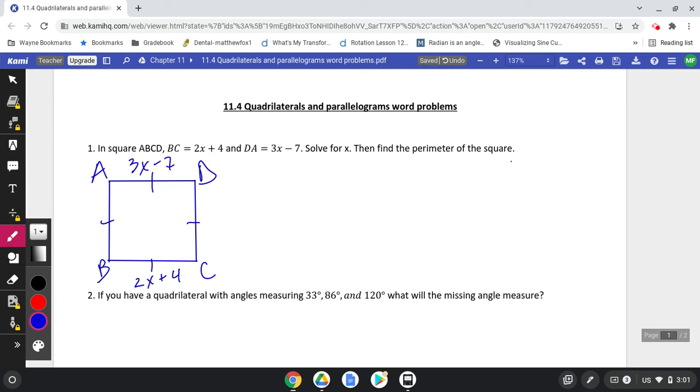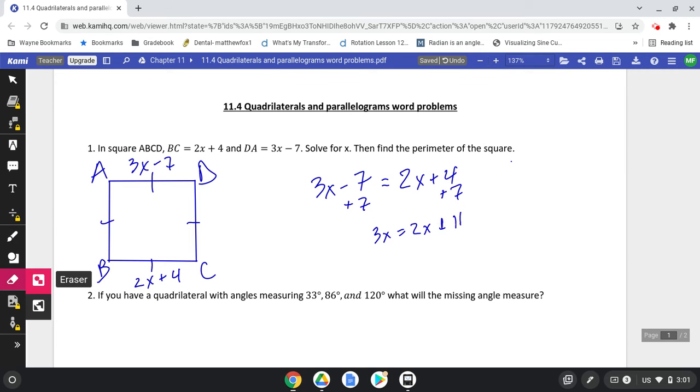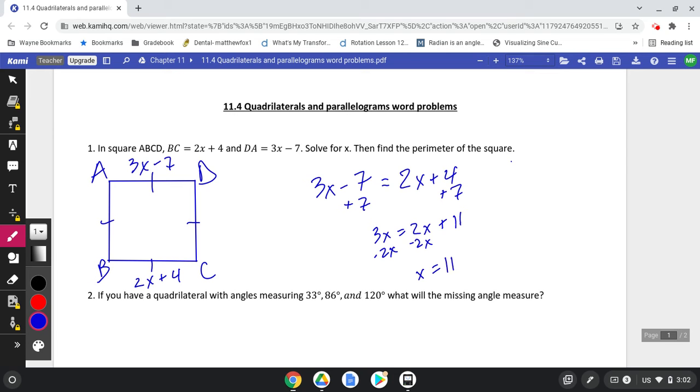Now we can set those equal to each other because on a square all four sides are the same. Much like a rhombus in which all four sides are the same, all four sides of a square are the same. So we'll add the 7. Oops, that was supposed to be a plus sign. Let me fix that. Now we'll subtract the 2x. X equals 11.